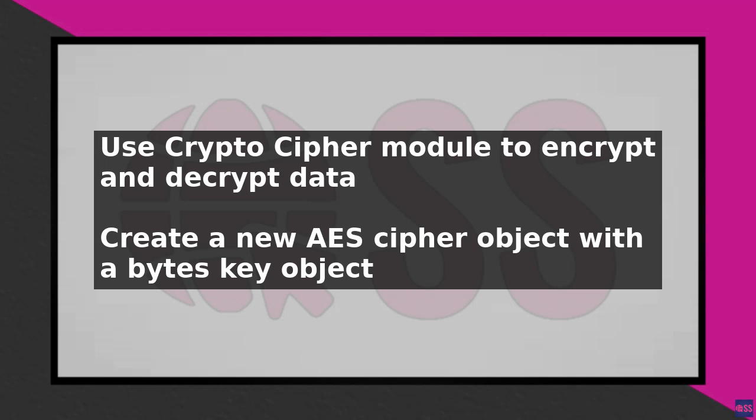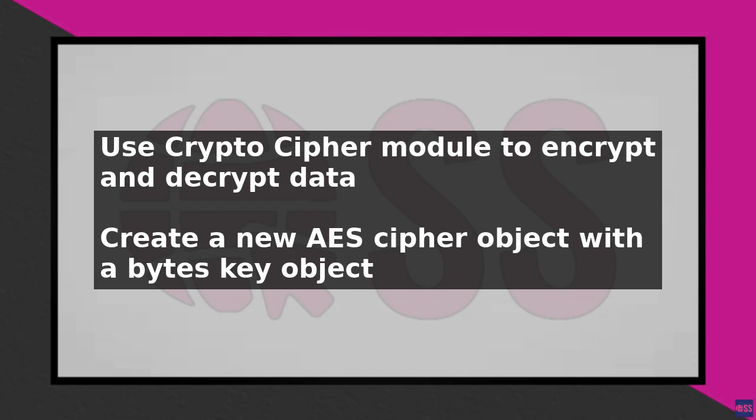To encrypt data, you can use the code from Crypto.Cipher import AES and then create a new AES cipher object using the code cipher equals AES.new(key, AES.MODE_ECB). The key should be a bytes object of length 16, 24, or 32.